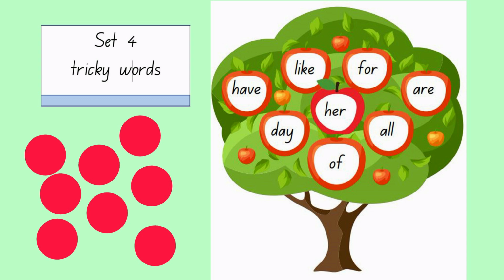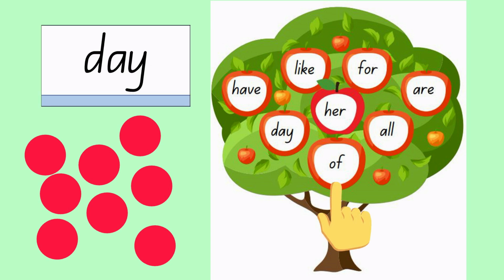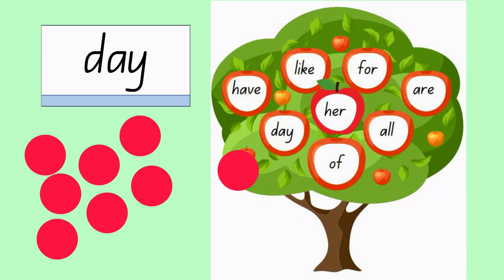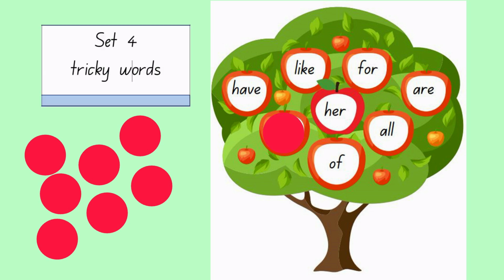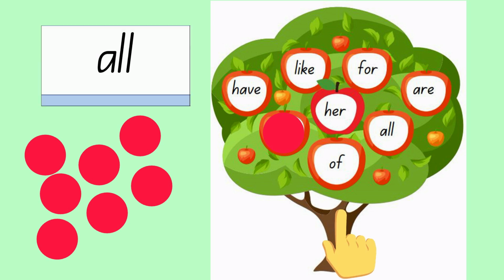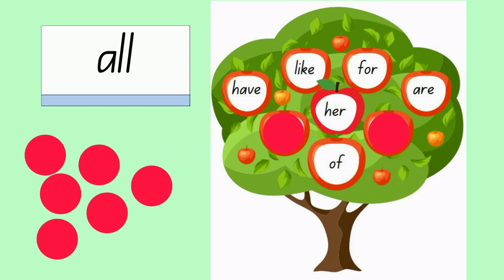When we turn our tricky words over, we need to read them out loud. Day. Now I need to search my tree for the word day. And I have it, so I can cover it up. And turning over the next card, I'll read it out aloud. All. Let me see if I have all on my tree. Yes, I do. I'll cover that one up.